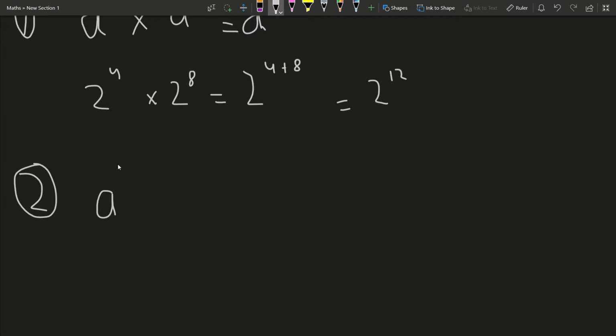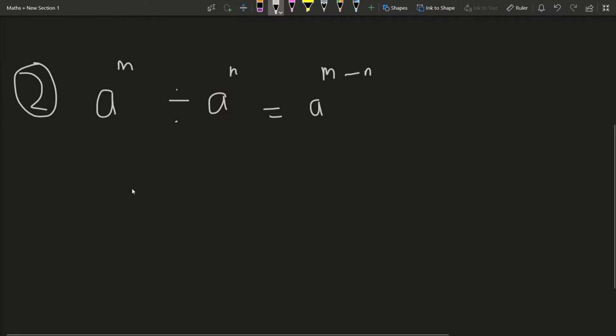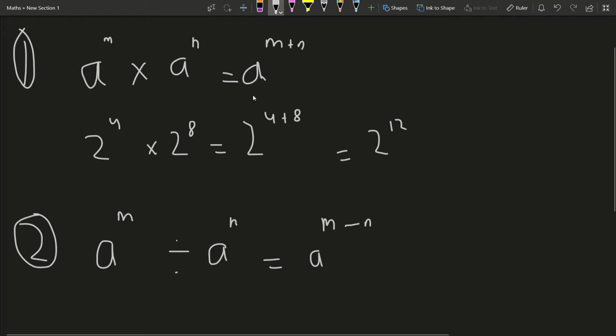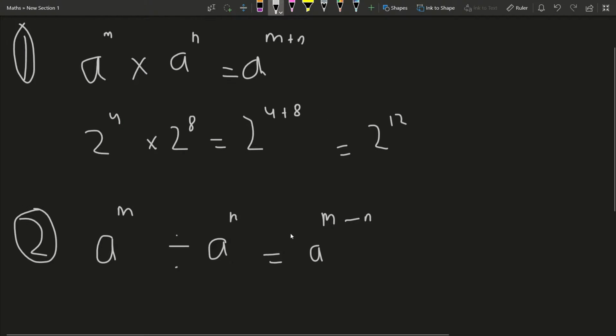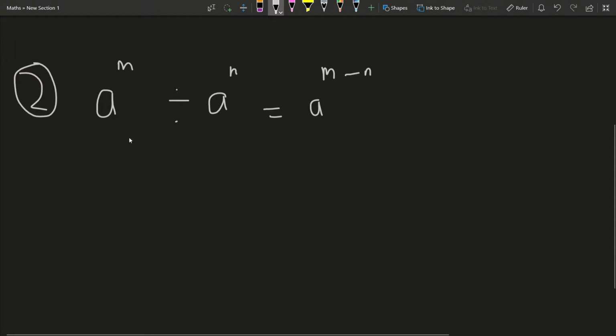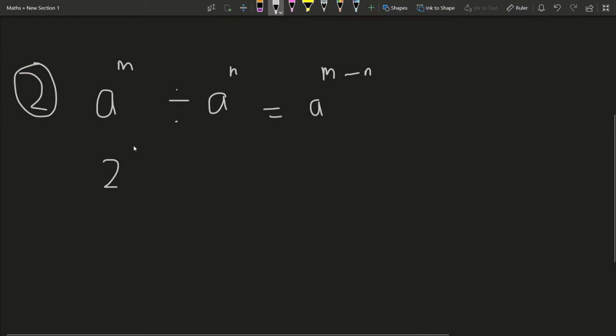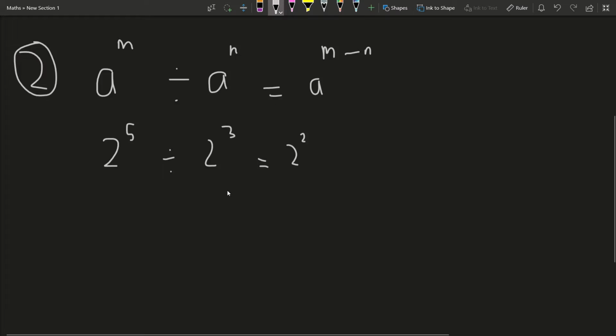a to the power m divided by a to the power n is equal to a^(m-n). So when they're dividing, it's not the same as multiplication. Instead of addition, you are subtracting. So a very minor difference, but it can impact your answer heavily. So 2 to the power 5 divided by 2 to the power 3 would give us 2 to the power 2.